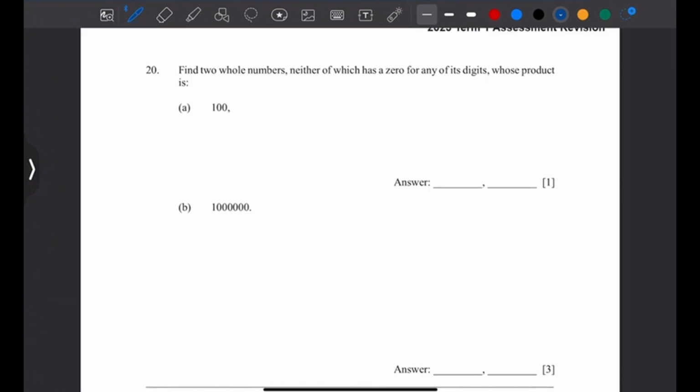Question 20. Find two whole numbers, which are counting numbers, neither of which has a 0 for any of the digits, whose product is 100. Okay, so to solve this, first, let's start with 5 times 2. 5 times 2 equals 10. So let's try 5 to the power of 2 times 2 to the power of 2. You get 100. So this is the pattern here, and we'll just use this pattern.